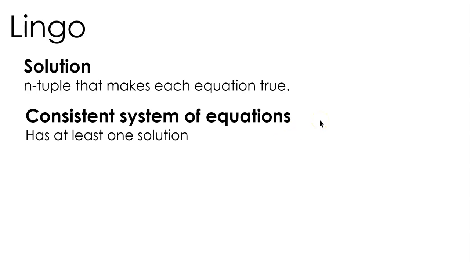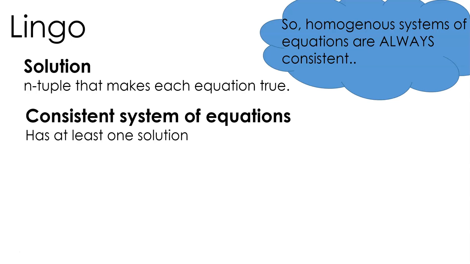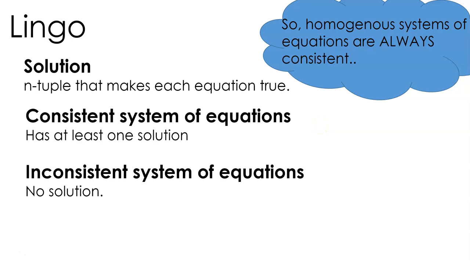A consistent system of equations means it has at least one solution. So homogeneous systems of equations are always consistent. They always have at least the 0-tuple or the 0 vector. If there's no solution, we call it an inconsistent system of equations.